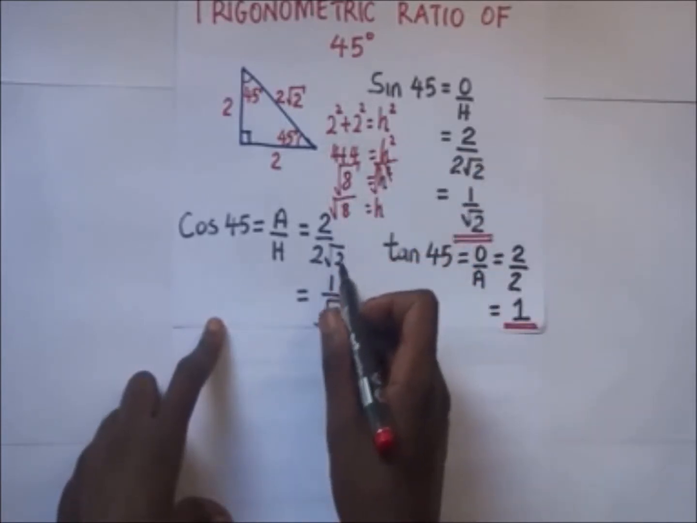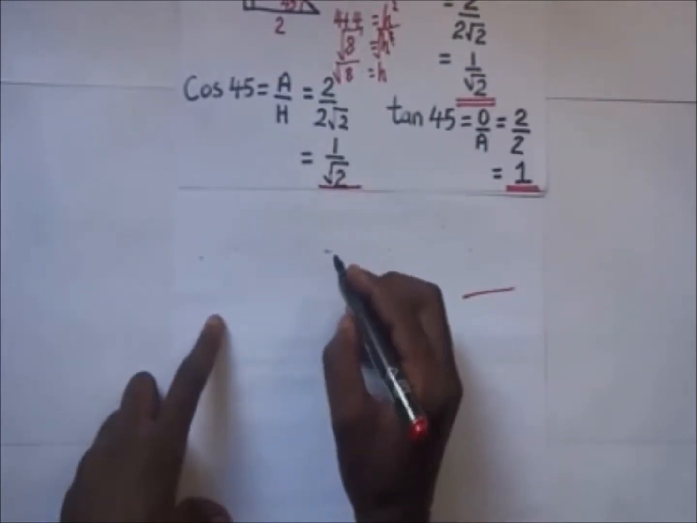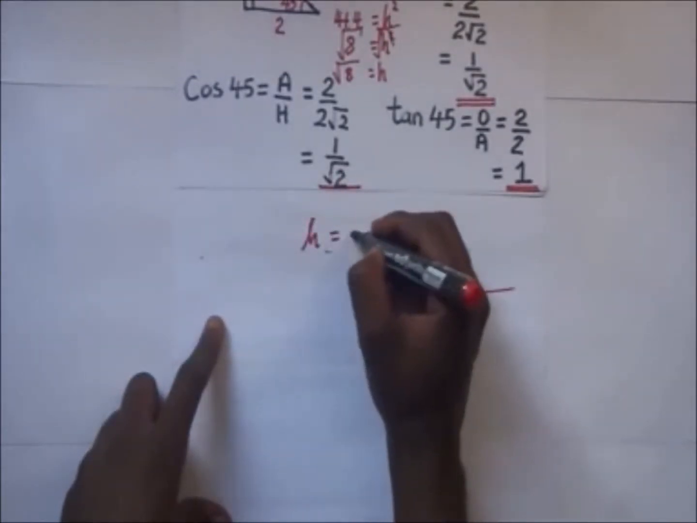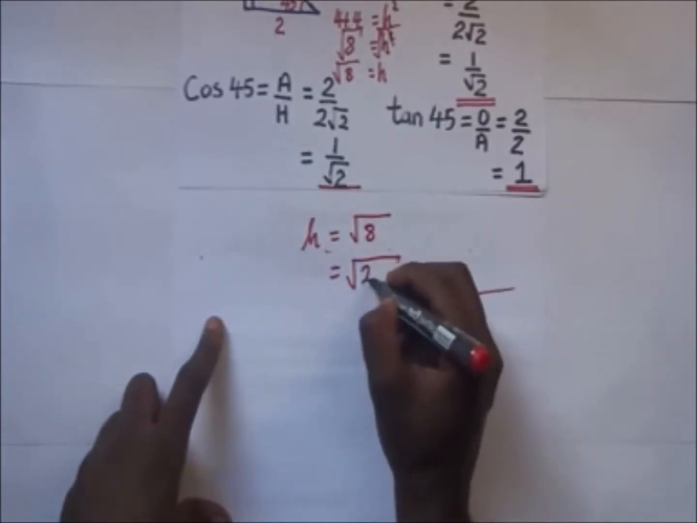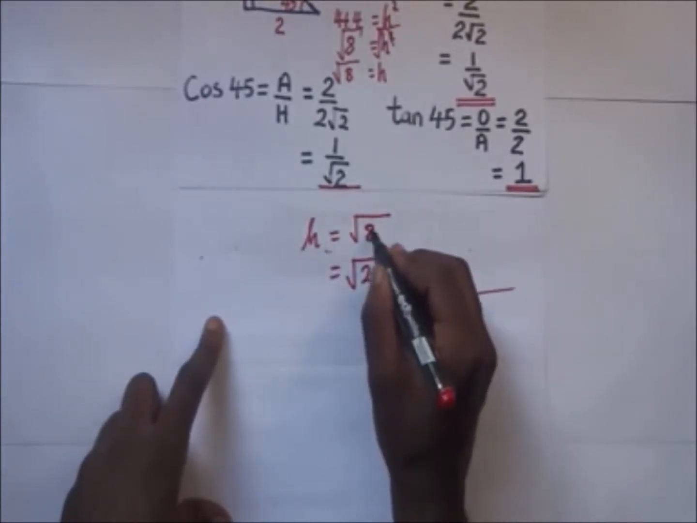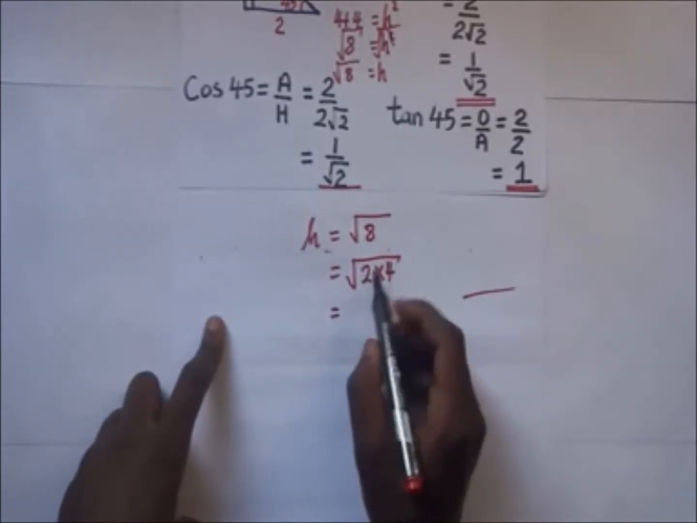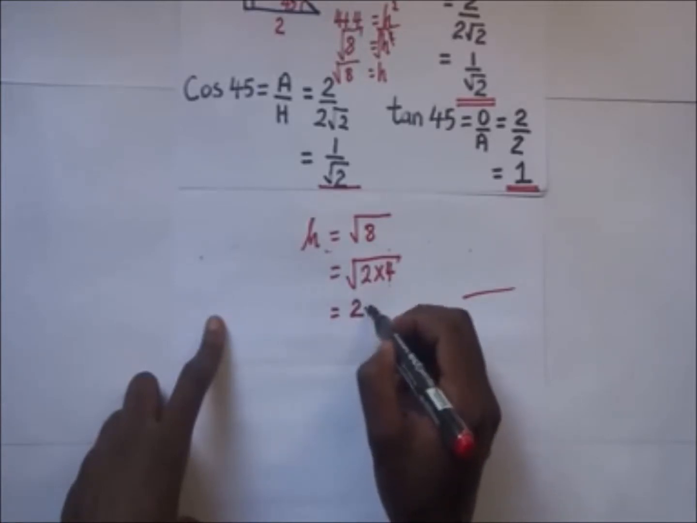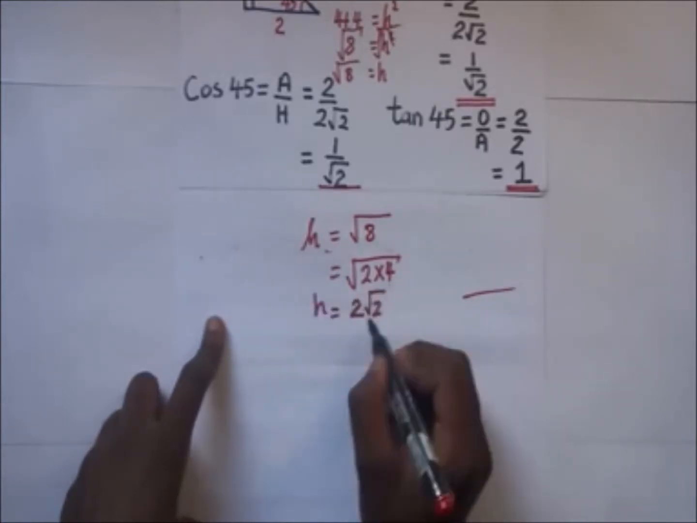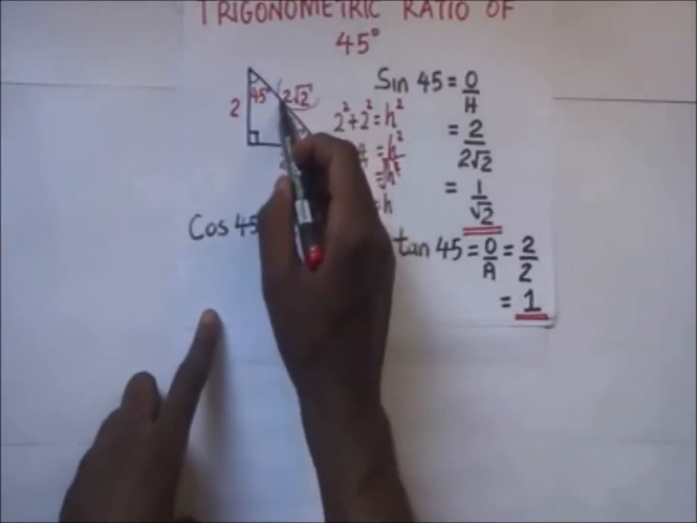But the square root of 8 here is the same as, let me compute it from down here. We have h as the square root of 8, which is the same as the square root of 2 times 4, because 2 times 4 is 8. So we find that the square root of 4 here is 2, so 2 comes out of the brackets times the root of 2. That is how we got that.